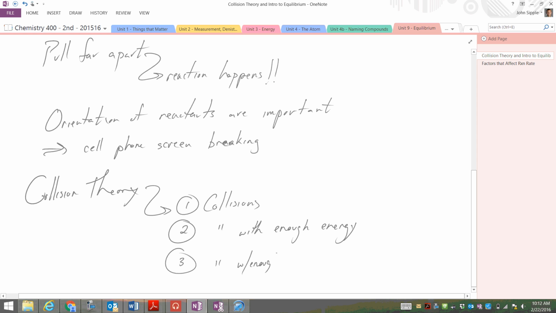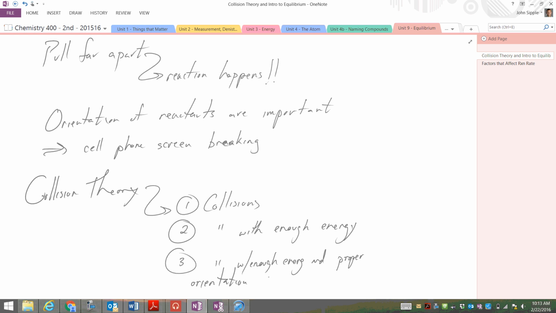with enough energy and the proper orientation. I'm off the screen there, so I'll circle that and bring it back over here. Right? So you've got to have collisions. You've got to have enough energy in those collisions, and it's got to be happening in the proper orientation.